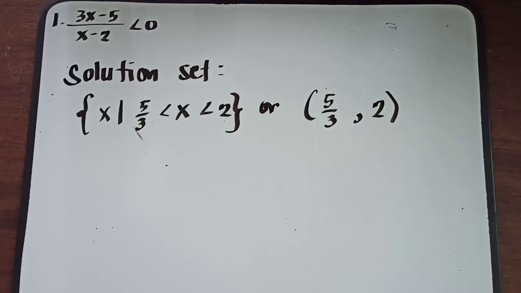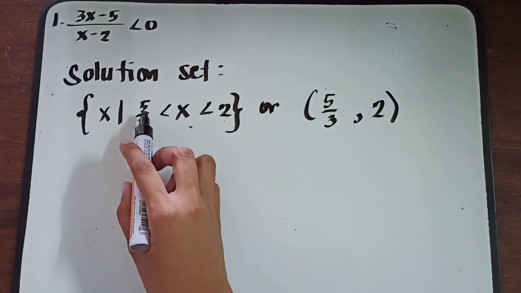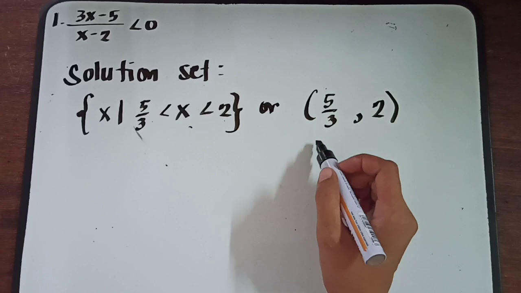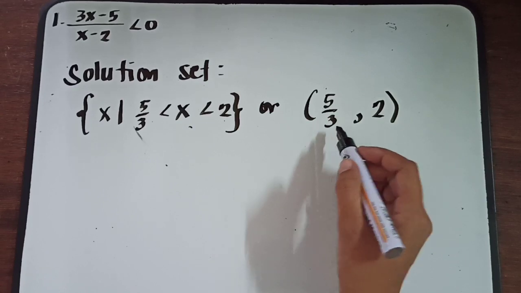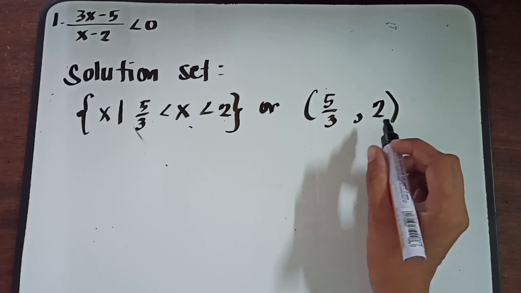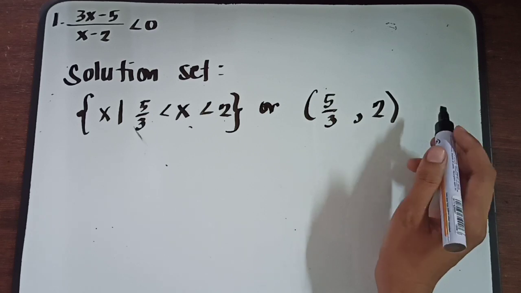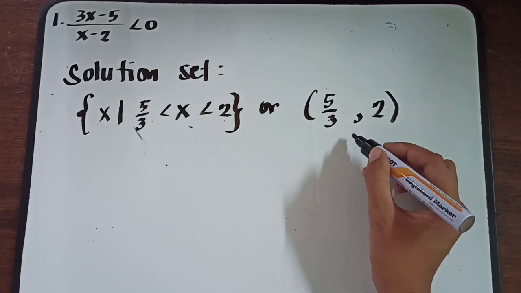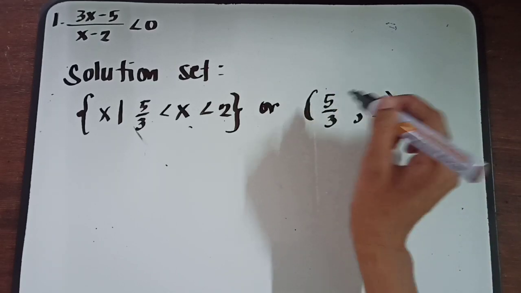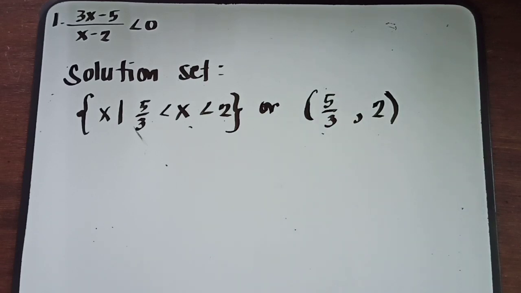Okay, so again, our solution set is x such that x is greater than 5 over 3 but less than 2, or x which is from 5 over 3 to 2 exclusively. Okay, so ibig sabihin, excluded, hindi kasama si 5 over 3 at si 2. In between lang. Sa pagitan lang ng dalawa. Okay, so kapag parenthesis ang ginamit, ibig sabihin po, excluded yung given.